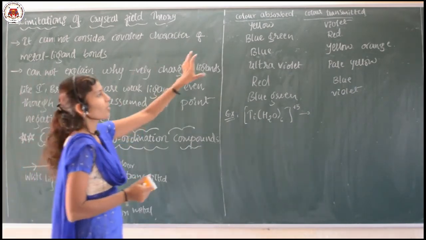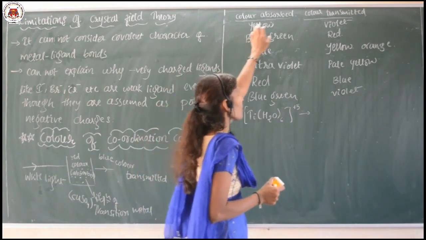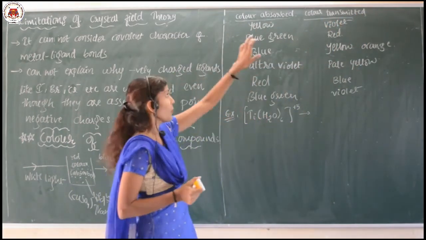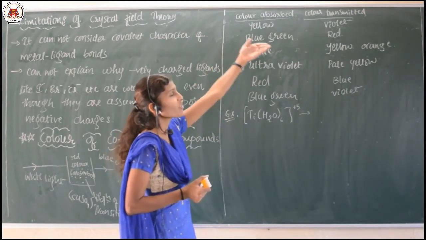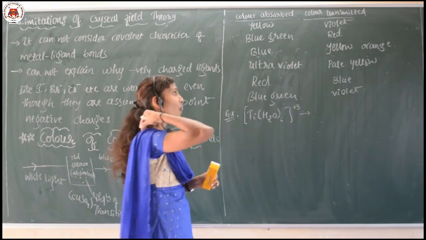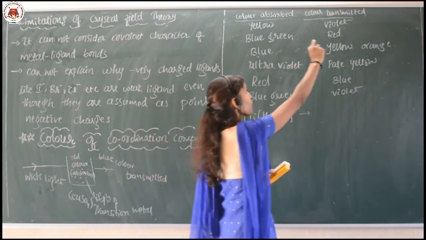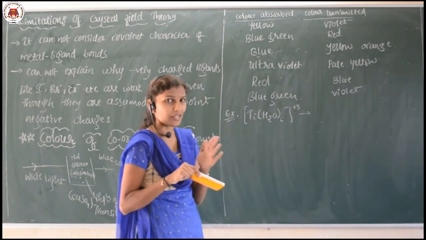See here, I have given a list of the colors, the color which is absorbed and the color which is transmitted. Suppose the yellow color is absorbed from the white light, which color is transmitted? Violet color is transmitted, and the color of that complex will be violet itself. Okay, are you getting my point, what I am exactly explaining?